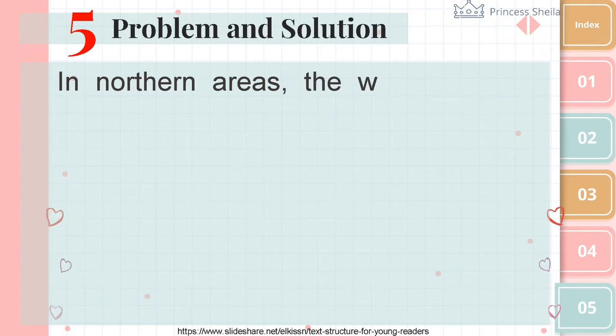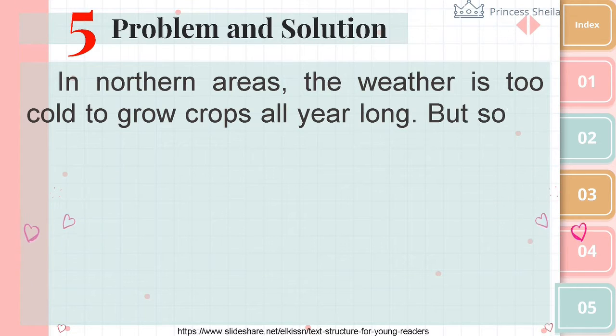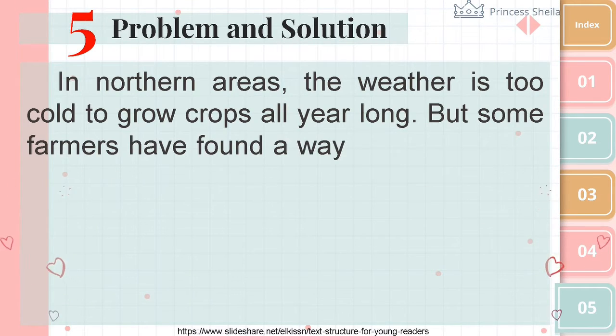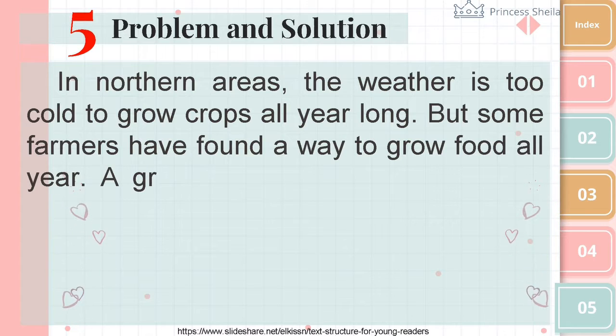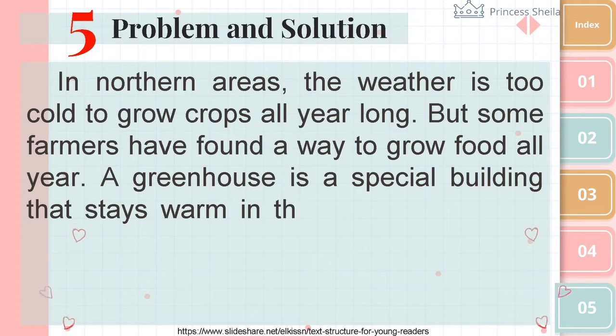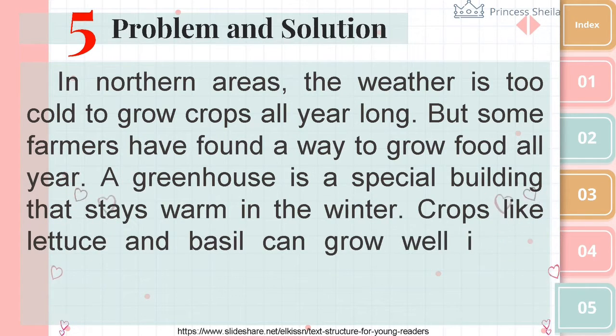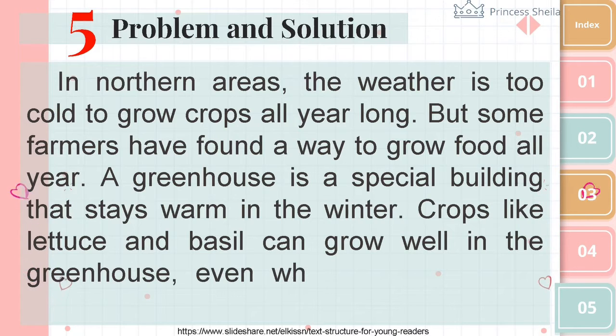Look at the example. In northern areas, the weather is too cold to grow crops all year long. But some farmers have found a way to grow food all year. A greenhouse is a special building that stays warm in the winter. Crops like lettuce and basil can grow well in the greenhouse, even when the weather is cold.